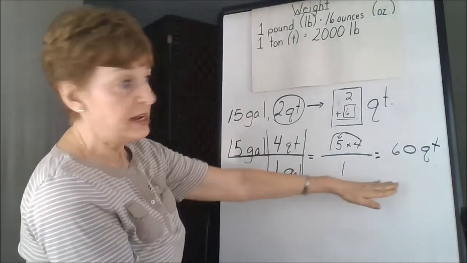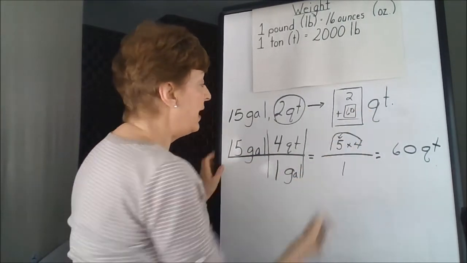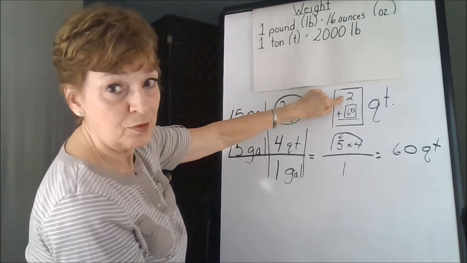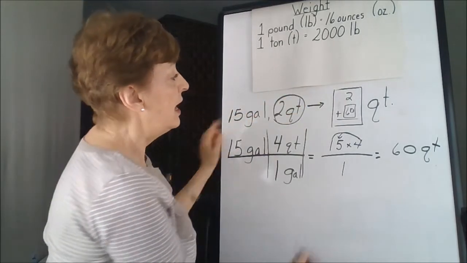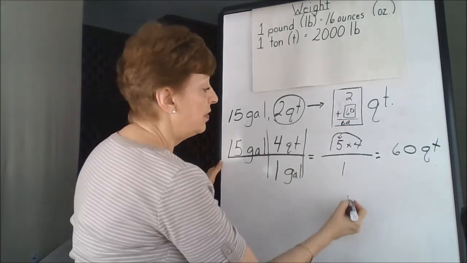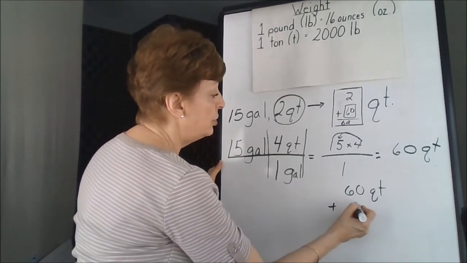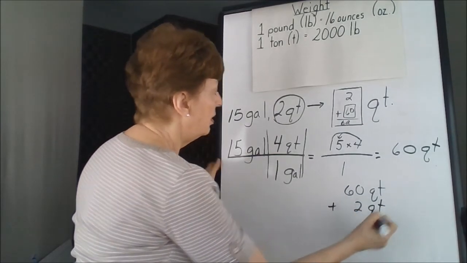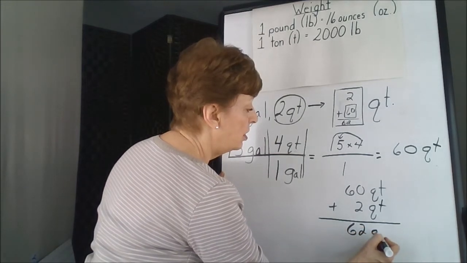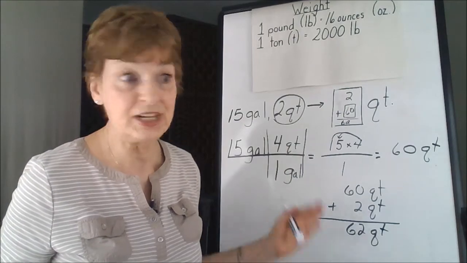At this point, we've changed our gallons into quarts. We have 60 quarts. But we did have these 2 quarts that were kind of left over, but we tracked them before, so we don't forget them. And so now the answer to this problem is 62. There are 60 quarts from the calculation and 2 quarts from the instructions. And that gives us 62 quarts. Your worksheets might look like this.